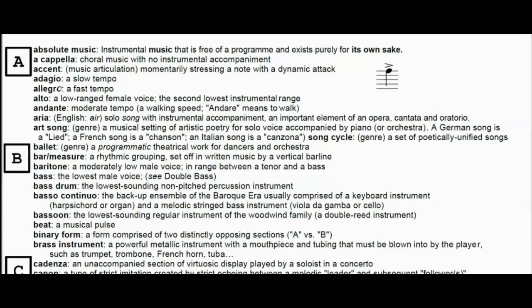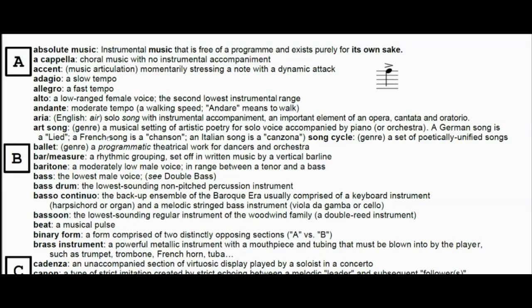Adagio is an Italian word in terms of tempo, like how fast is the music, and it means it's a slow tempo. Allegro is a lively, fast tempo. Alto is a low-ranged female voice or the second lowest instrumental range. Andante is a moderate speed, a moderate tempo, like a walking speed, because andare means to walk in Italian.